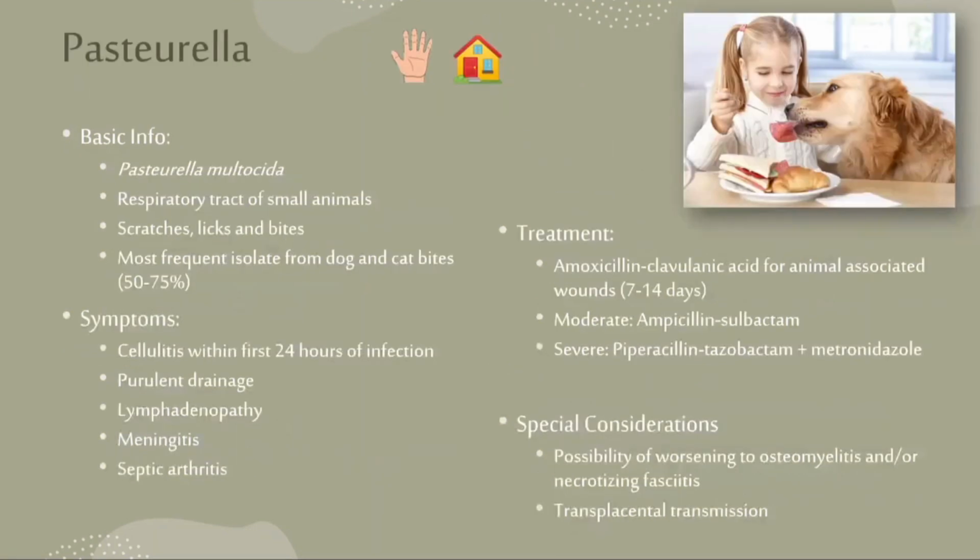Okay. And Pasteurella is the next one. So Pasteurella can come from direct and indirect contact with bacteria. It is found commonly in the respiratory tract of small animals. It is not pathogenic to them usually. So you can get this from scratches, licks, and bites. And it is a very frequent isolate from dog and cat bites. So 50 to 75%, this is going to be the thing that isolates from dog and cat bites.